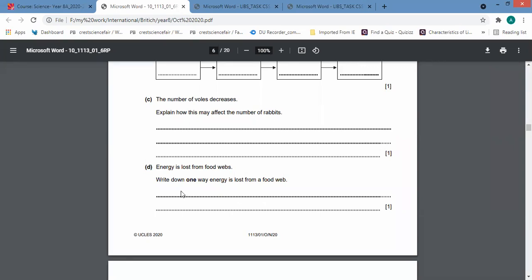I will repeat the last one again. The losing of energy may be as a result of the waste product, or as a result of vital activities like excretion, urination, movement, respiration, all of these vital activities. You got it? Yes.